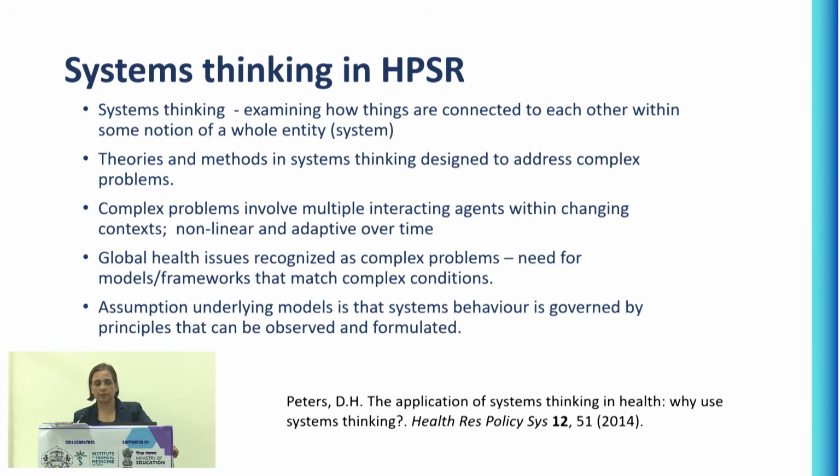The other assumption is that systems behavior is governed by principles that can be observed and formulated. So we agree that systems can operate in unpredictable ways, but we think that with policy and systems research methods, we have ways to document what's happening and why it's happening.